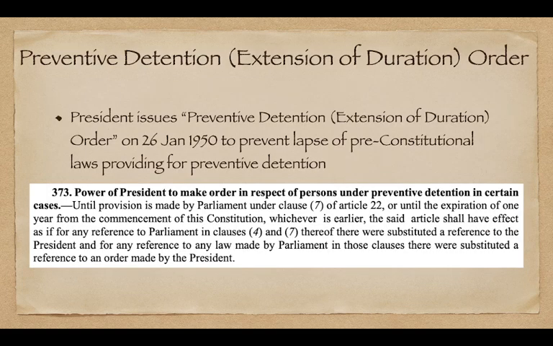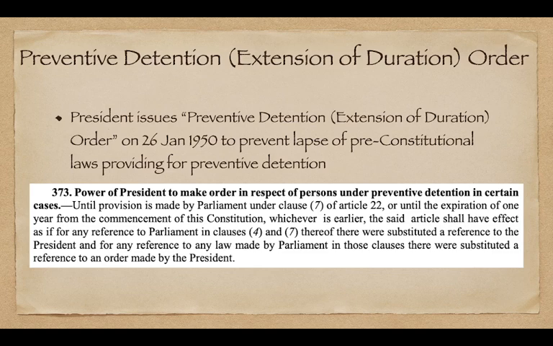However, it did not prevent the lapse of the pre-constitutional laws. There were several people under arrest, as I mentioned, for example RSS, Hindu Mahasabha and Communist Party members, under arrest or under detention anywhere between 1947 and 1950. And to prevent the lapse of such pre-constitutional laws, on the very day of the enforcement of the Constitution of India, on Republic Day itself, the President of India issued the Preventive Detention Extension of Duration Order as per the powers given to the President under Article 373, which I have pasted there.